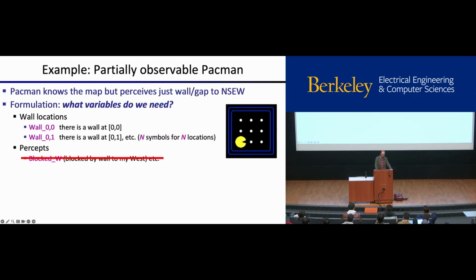Wait a minute. No, that's not going to quite cut it. Because while the walls stay put, the question of whether Pacman is blocked to his west by a wall will change over time. There's no sense of the variables in propositional logic changing value over time. There's no sense of time. What we need is variables corresponding to each time step. So we need a variable that says, is Pacman blocked to his west by a wall at time 0? Is Pacman blocked by a wall to his north at time 5? All of these need separate variables, which can be true or false.